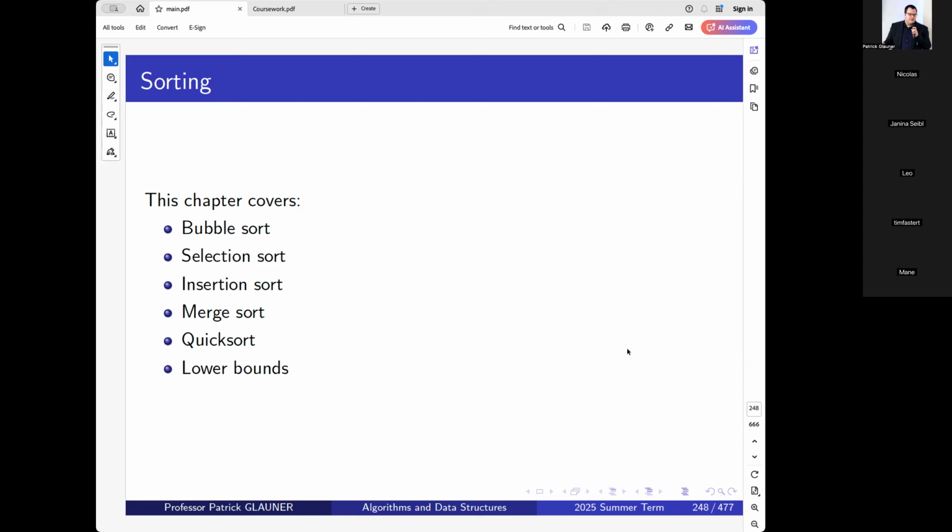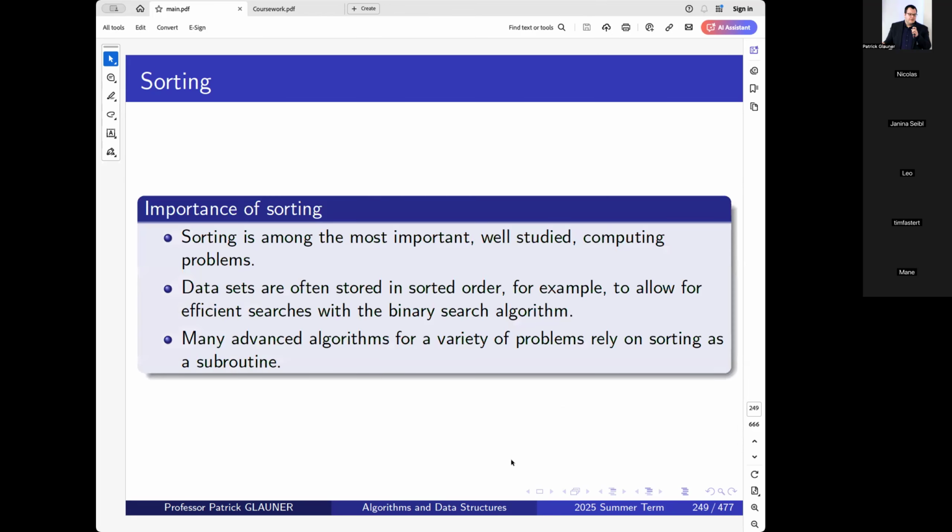We'll see some other terms later about other sorting algorithms, but we are discussing the most important ones in the lecture today. So why is sorting important? Sorting is one of the oldest and probably best studied problems in computer science. Because when we store data in a database or some other format, typically we want to be able to search efficiently in these data sets.